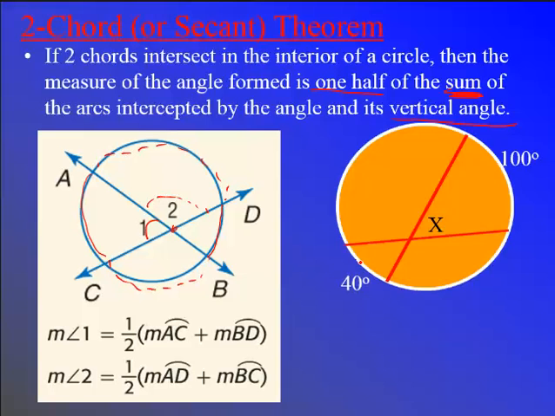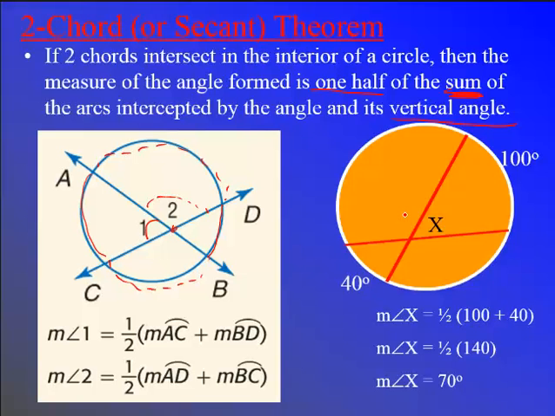So let's do a real simple one. Okay, and I kind of remember that we add by the fact that this kind of looks like a plus sign, kind of, sort of. So we have a 100-degree arc here, a 40-degree arc on the other side. Remember, it has to be the arcs of the vertical angles. They have to be across from each other. They can't be next to each other. It's the arcs across from each other. You add them up and divide by 2. So 100 plus 40 is 140. Half of that is 70.